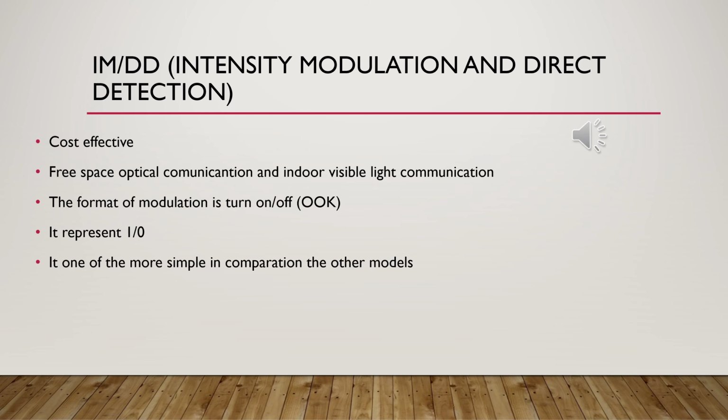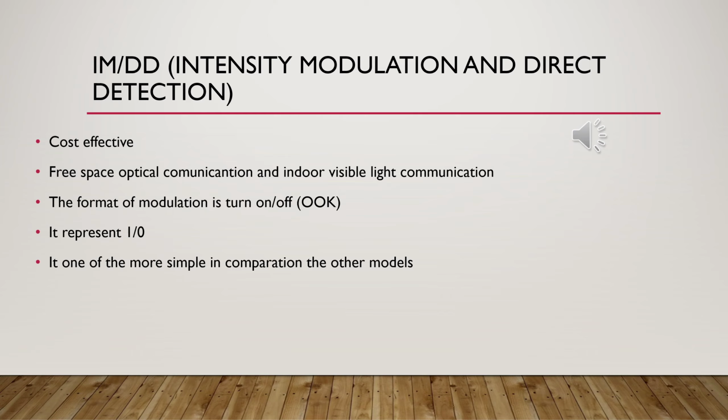The first one is IMDD, intensity modulation and direct detection. This one is one of the most cost effective. It has free spatial optical communication and indoor visible light communication. This format is basically just a turn on, turn off signal. Basically, what you do is turn the light on and off inside the fiber optic. This is represented in ones and zeros.